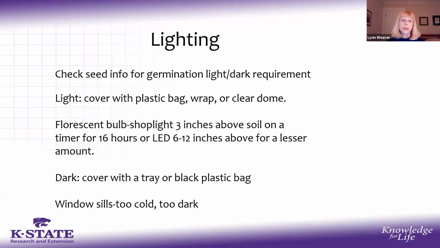Last year was the first year we started experimenting with LED lights in the greenhouse. We found that we could use those 6 to 12 inches above the seeds and leave them on for a lesser amount. Seeds that require dark to germinate, zinnias, tomatoes, peppers, for example, you're going to plant, mist them in, and then cover your container with a tray or a black plastic bag, something that provides some darkness. People tell me that they germinate on windowsills, but really, windowsills are too cold and too dark.